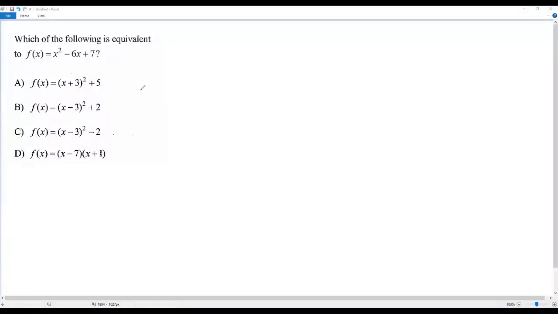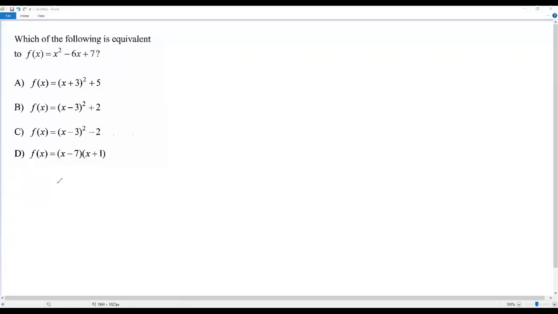Here we have a math question on a quadratic function. We have to find the option which is equal to the given quadratic function. When you look at the options carefully, the first three options have the quadratic function in vertex form or standard form. The last option is in intercept form.